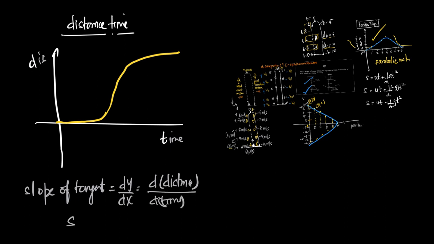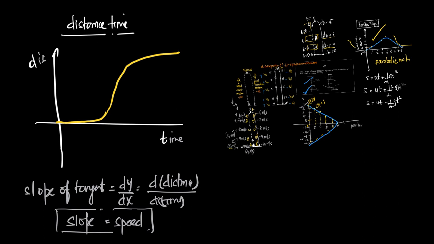Now what is slope equal to? So slope is equal to dy by dx, which here is d by dt of distance, which is nothing but velocity, right? Oh, sorry, it's displacement, right? So it is nothing but speed. So the slope here will give you the magnitude of speed.